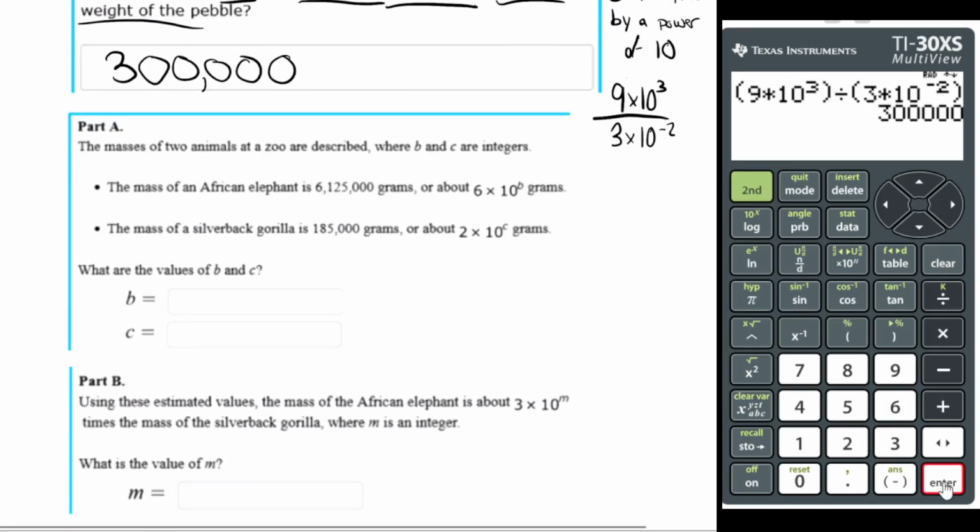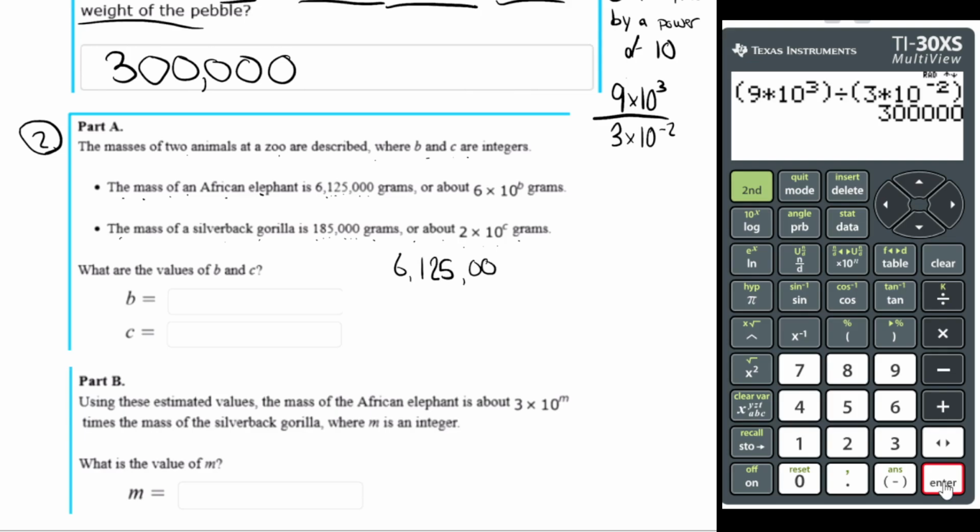Okay. Next question, two-parter. The masses of two animals at a zoo are described where B and C are integers. The mass of an African elephant is 6,125,000 grams, or about 6 times 10 to the B grams. The mass of a silverback gorilla is 185,000 grams, or about 2 times 10 to the C grams. What are the values of B and C? Okay. So, let's talk about estimating numbers.